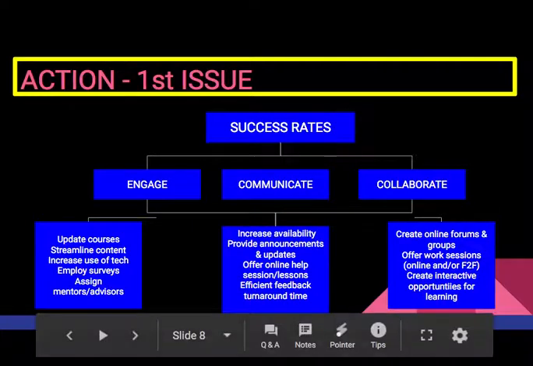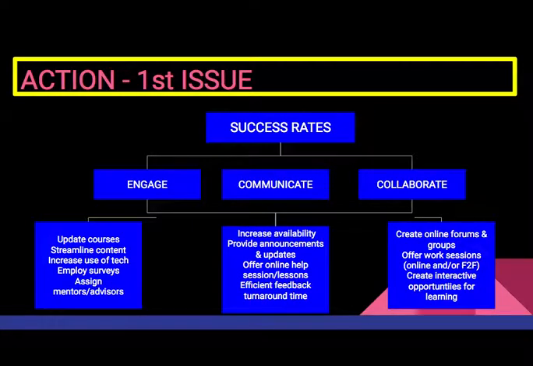Success rates. What's it going to look like? We really need to tackle the three areas of our greatest need: engagement, communication, and collaboration. To better engage our students, we need to focus on course updates. We've got to streamline traditional content into digital and interactive content. We've got to increase our tech, and really we should be using surveys and other information-gathering tools to identify how we can better increase our student engagement and participation.